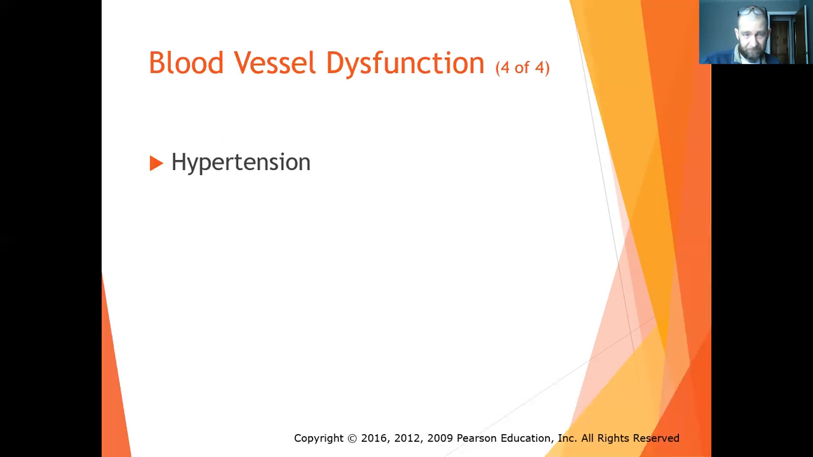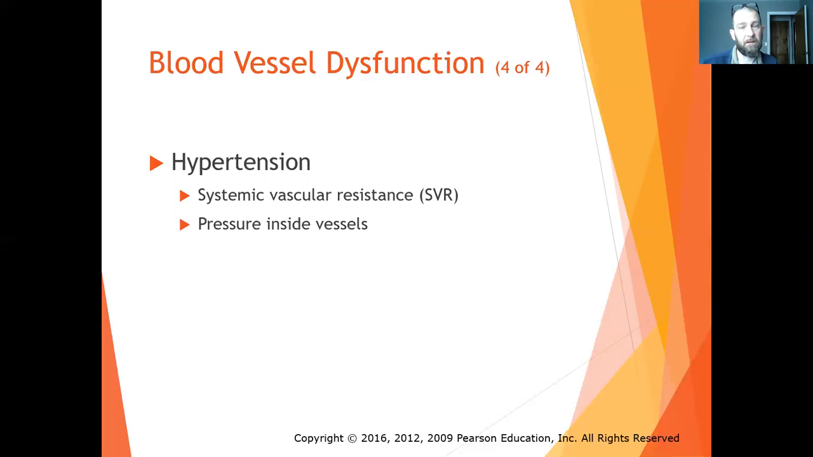And the last one is hypertension, high blood pressure. We need to know what hypertension is. Hypertension produces something called systemic vascular resistance. What that is, essentially, is how hard the heart has to push against the pressure inside the vessels. SVR is the pressure inside the vessels. The higher your blood pressure goes up, the more SVR you have, the more systemic vascular resistance. And that means the heart has to work really hard to push that through.